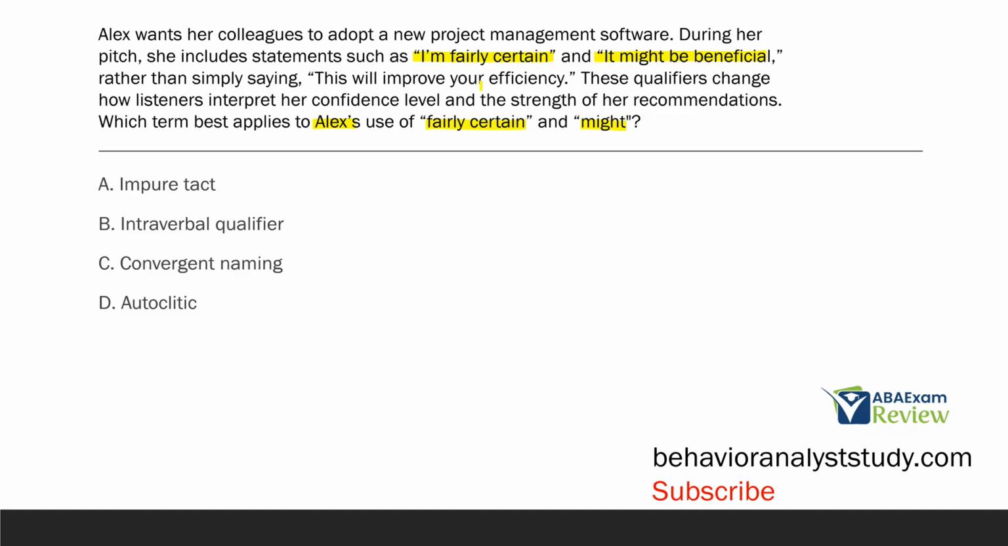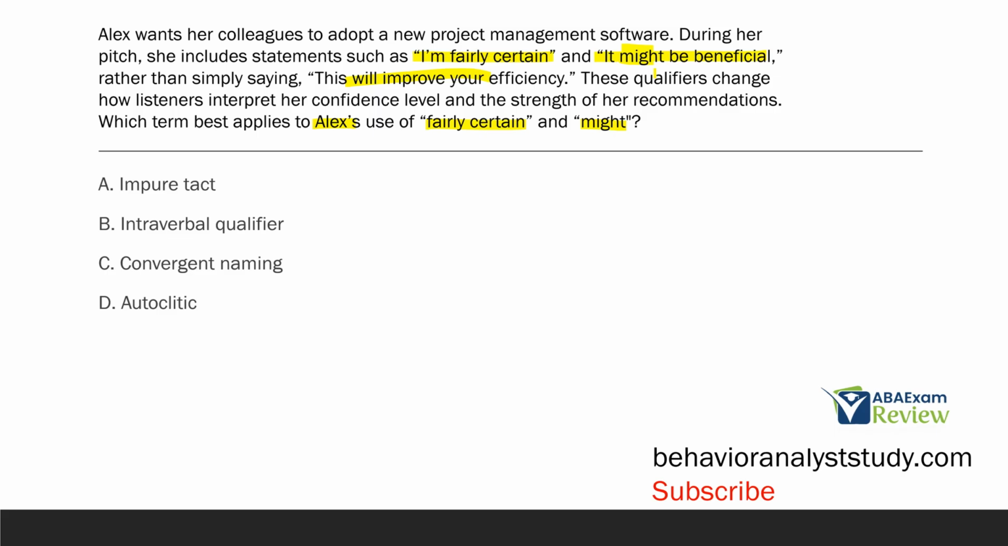Now, at first glance, this is kind of tricky. But if we think about this word might, what is it doing? Well, if our primary statement is it would be beneficial, right? Or this will improve your efficiency. If she adds the word might, she's now adding that secondary statement, which is help qualifying or modifying it would be beneficial.